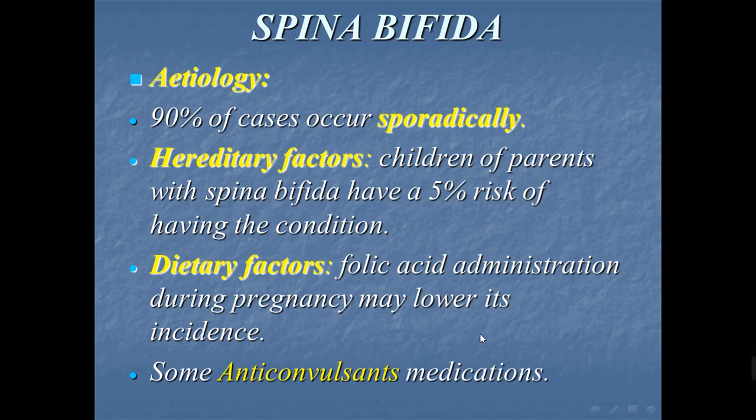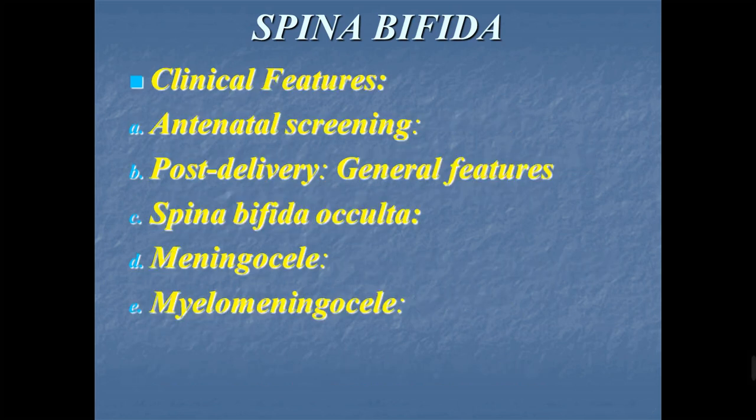In fact, most of these are not definite, just theories. We found patients with no hereditary factor, whose mothers were taking folic acid, with no anticonvulsants used, and they got spina bifida. So they are not so definite, but we sometimes blame them as a cause for spina bifida. Regarding clinical features of spina bifida, we will speak about them in 5 stages, either antenatal or post-delivery. General features, then we will speak about spina bifida occulta, meningocele, and meningomyelocele.